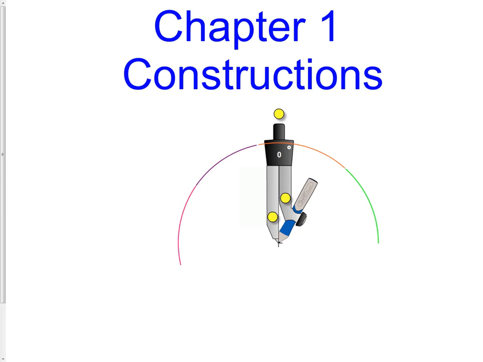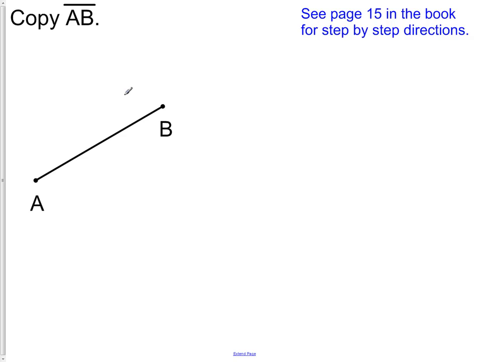In today's lesson, we'll be doing constructions. In order to do constructions, you need a compass and a straight edge or ruler. The first construction is copying a segment.